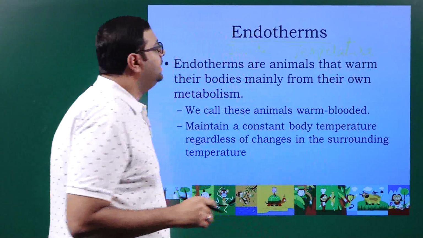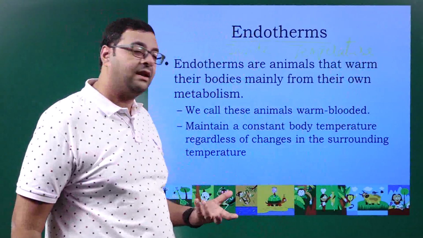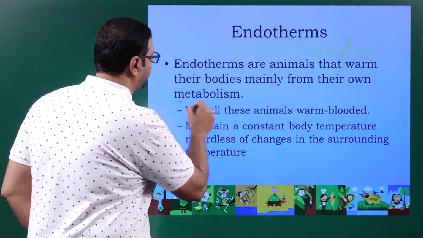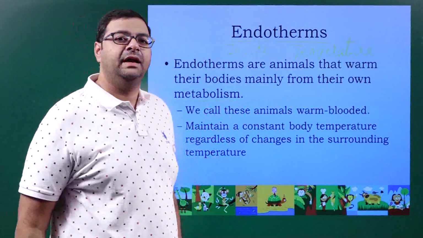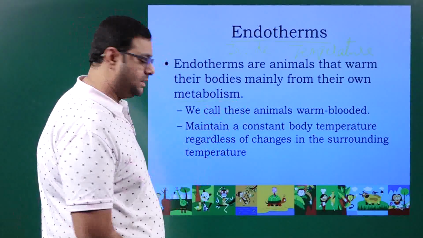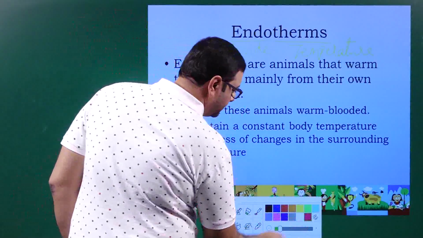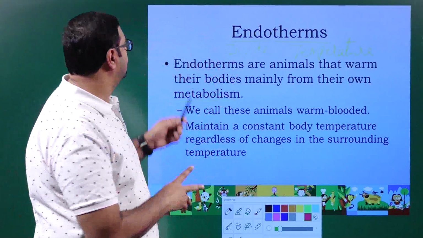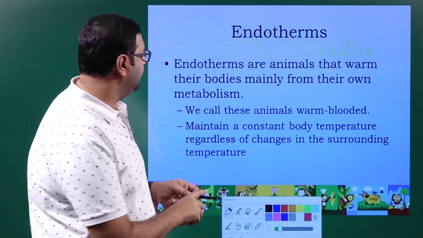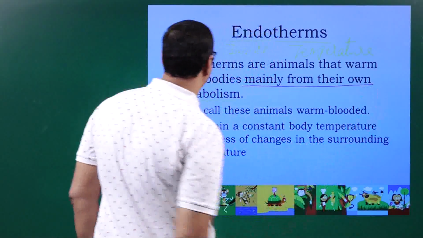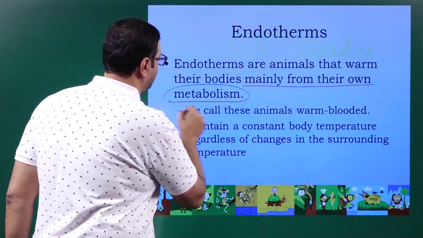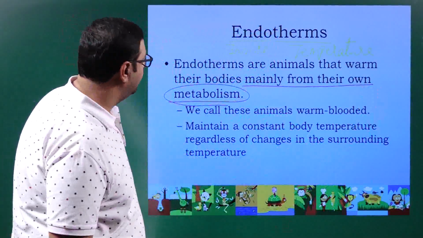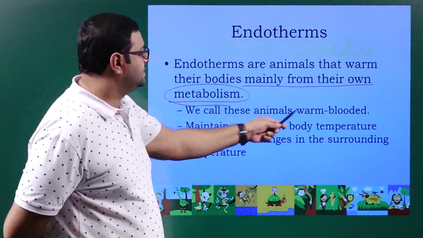Okay, so the organisms which maintain their internal temperature of the body through their own metabolism are called endotherms. Endotherms are animals that warm their bodies mainly from their own metabolism. Then we call these animals warm blooded.